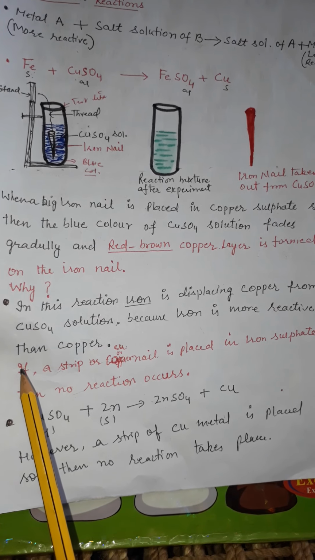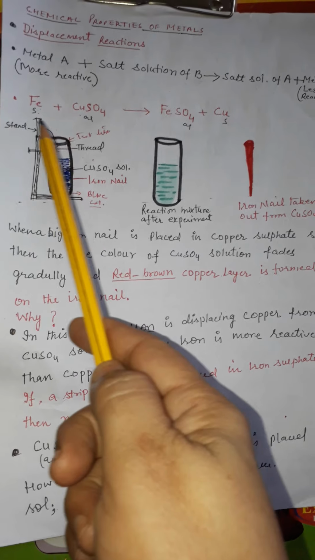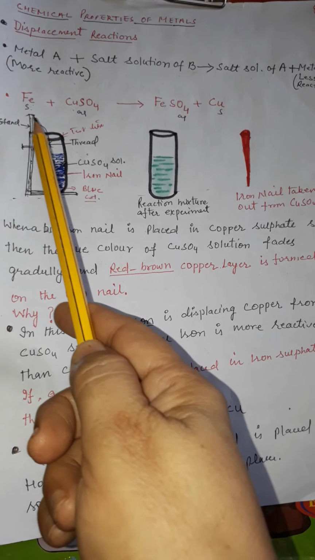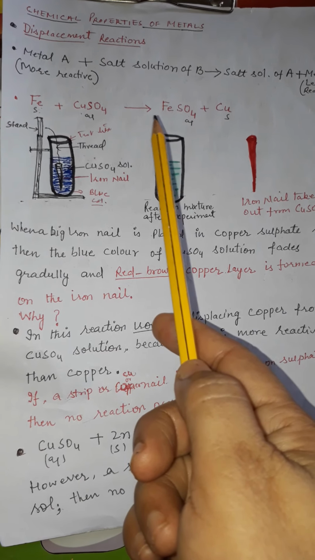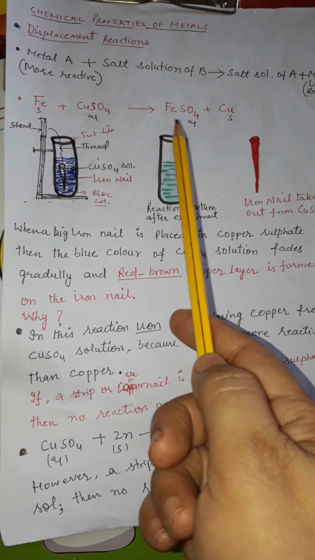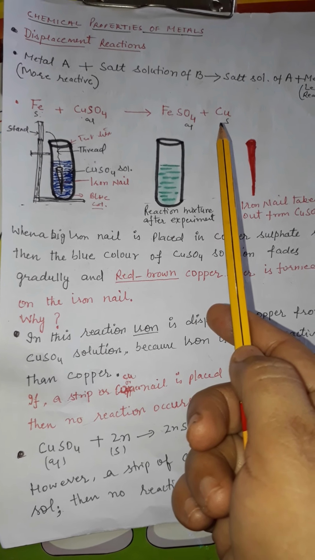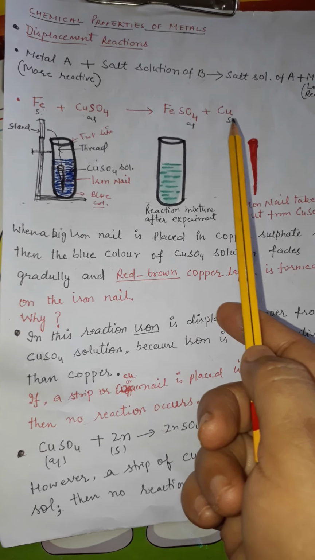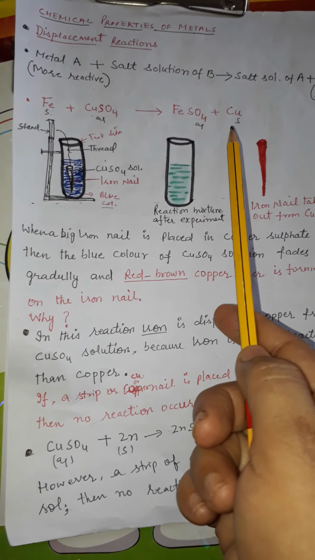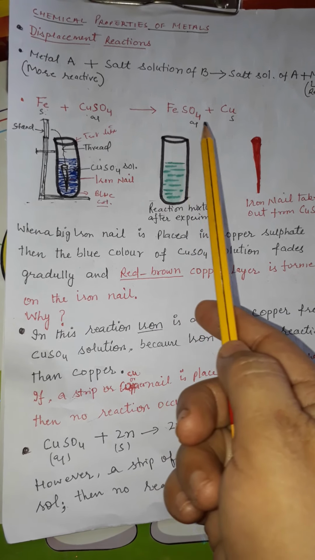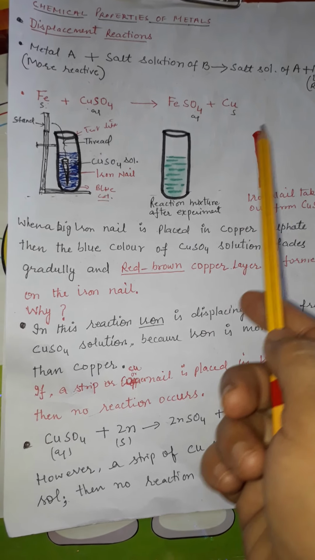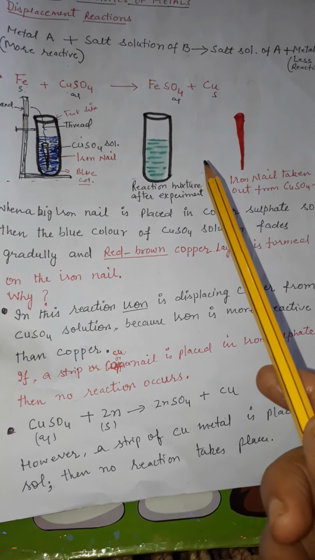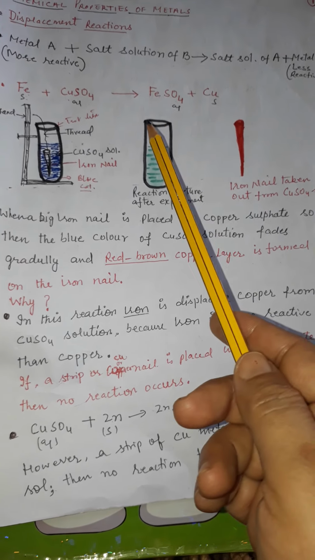But in place of iron, if we take the copper, if we take copper here in place of iron, for example, if we take the solution of iron sulfate and put the strip of copper in it, then what happens? Copper is less reactive than iron, so it will not displace the iron from ferrous sulfate solution. So no reaction. We can write here no reaction. Why? Because copper is less reactive.